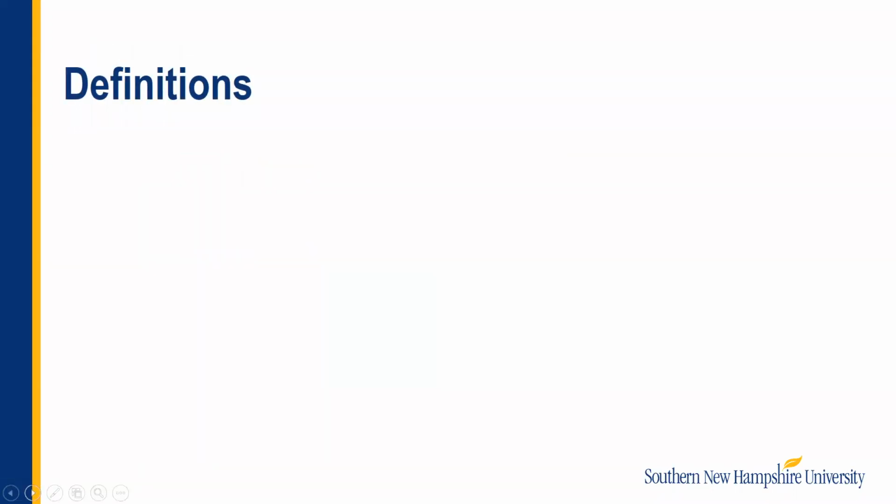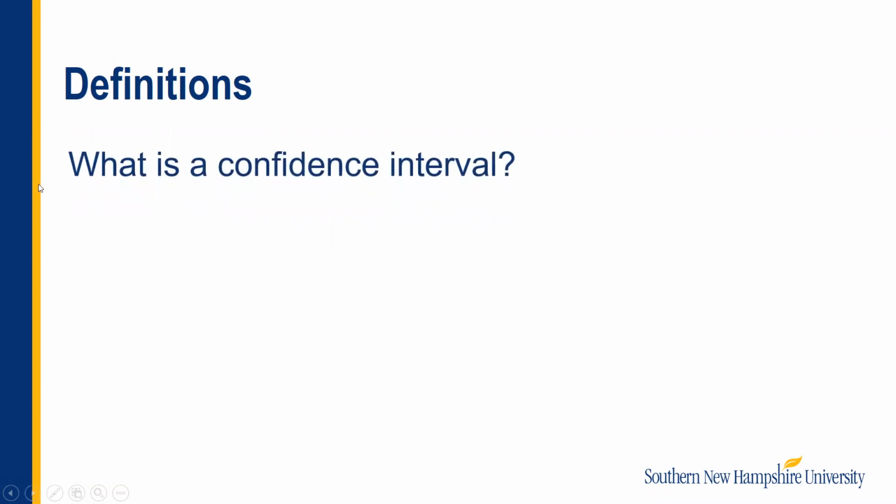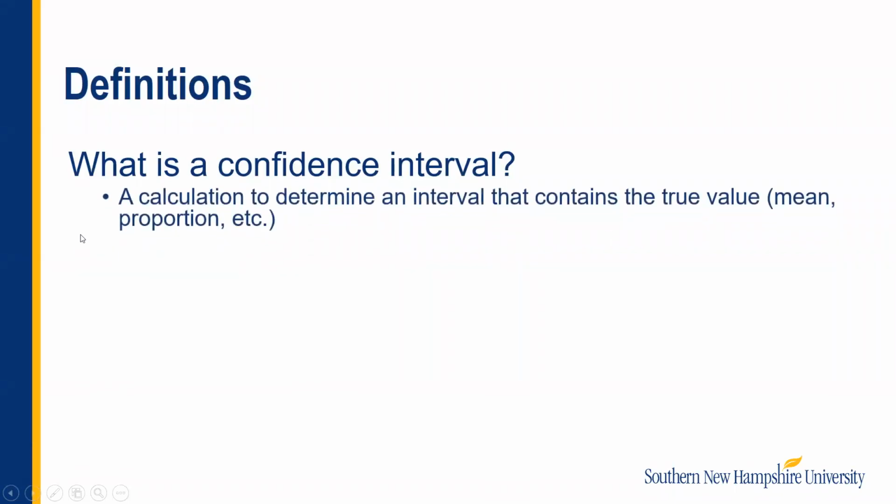So definitions. What is a confidence interval? There's an official definition I'm going to put up here. It's a calculation that determines an interval that contains the true value, a mean, a proportion, or something else. But basically, we have a sample, and we want to relate that sample to a big population. The population is whatever we're focused on for our particular studies or research. So I'm going to make this box represent the population.